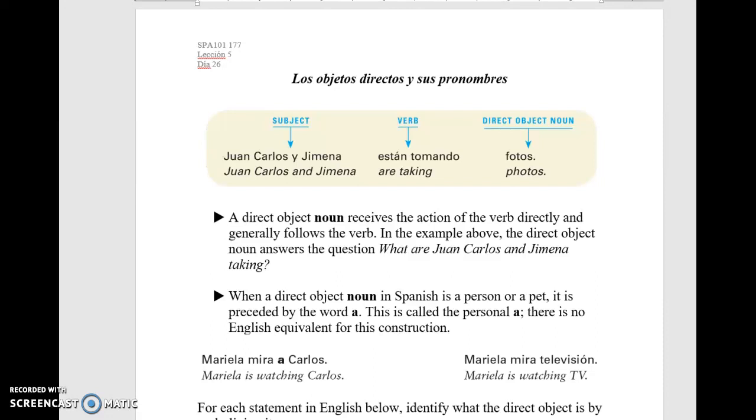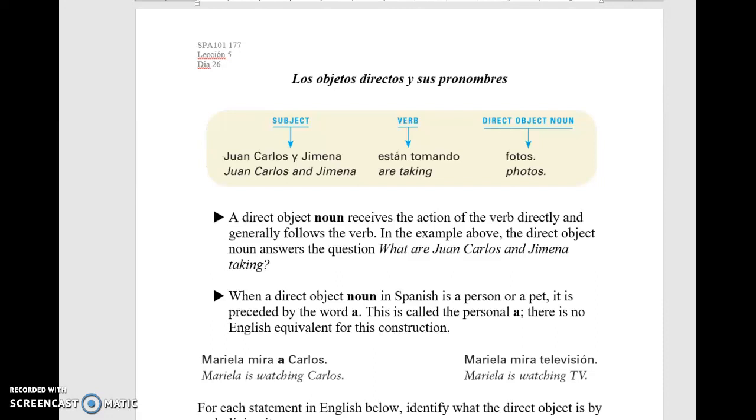Okay? Now, when a direct object noun in Spanish is a person or a pet, it is preceded by the word a. And this is called a personal a. It actually has no meaning whatsoever in English. There's no English equivalent. But what it tells us as a listener or as a reader is that what's coming up is something that has been personalized. Okay?